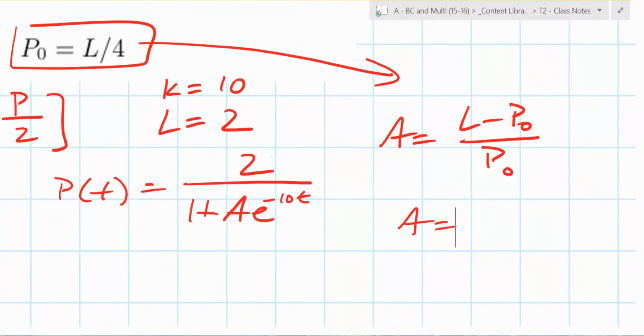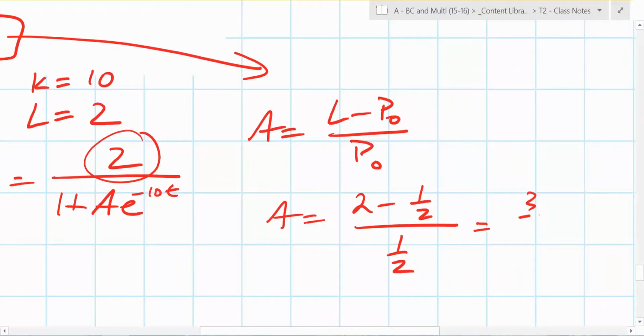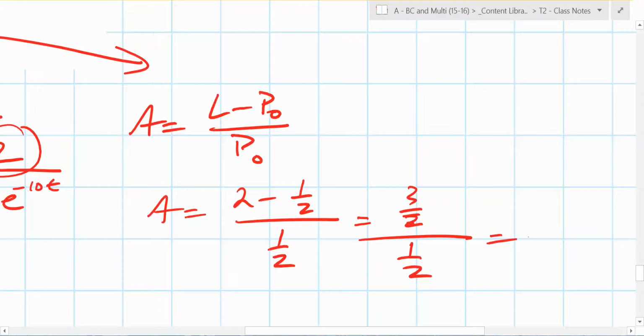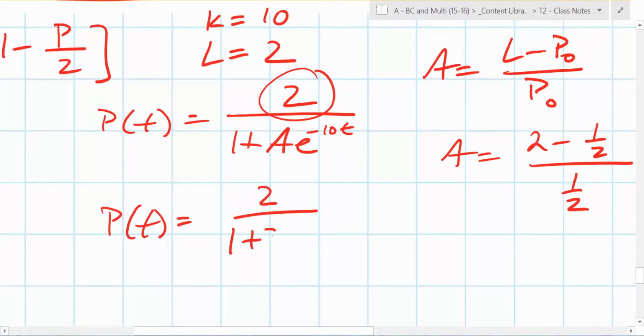So we end up with A equal to L minus P naught over P naught. We know what L is. L is 2. So 2 minus what? P naught is 0.5, right? So it's going to be 2 minus 1/2 over 1/2. So that's going to be 3/2 all over 1/2. So what's that going to be? 3. So our final answer, P of t in this case with this initial condition, is 2 over 1 plus 3 e to the negative 10t.